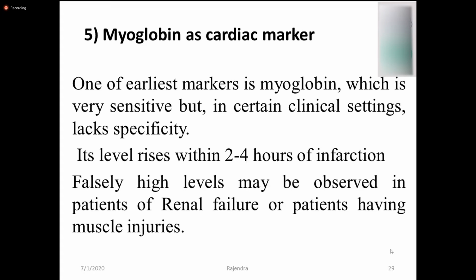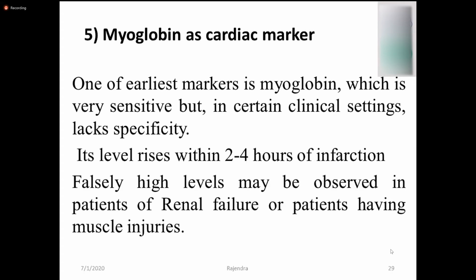Remember this line because it is a very important question for MCQs. Generally they ask which is the most sensitive marker or which is the earliest marker of muscle damage. At that time they put myoglobin, LDH, SGOT, SGPT or troponin. You have to remember myoglobin is the earliest marker, which is very sensitive, but in certain clinical settings it lacks specificity. That means it's very, very sensitive. If there is a small amount of muscle damage, it starts increasing in our blood. But we don't know which muscle has the problem because it is also available in skeletal muscle.